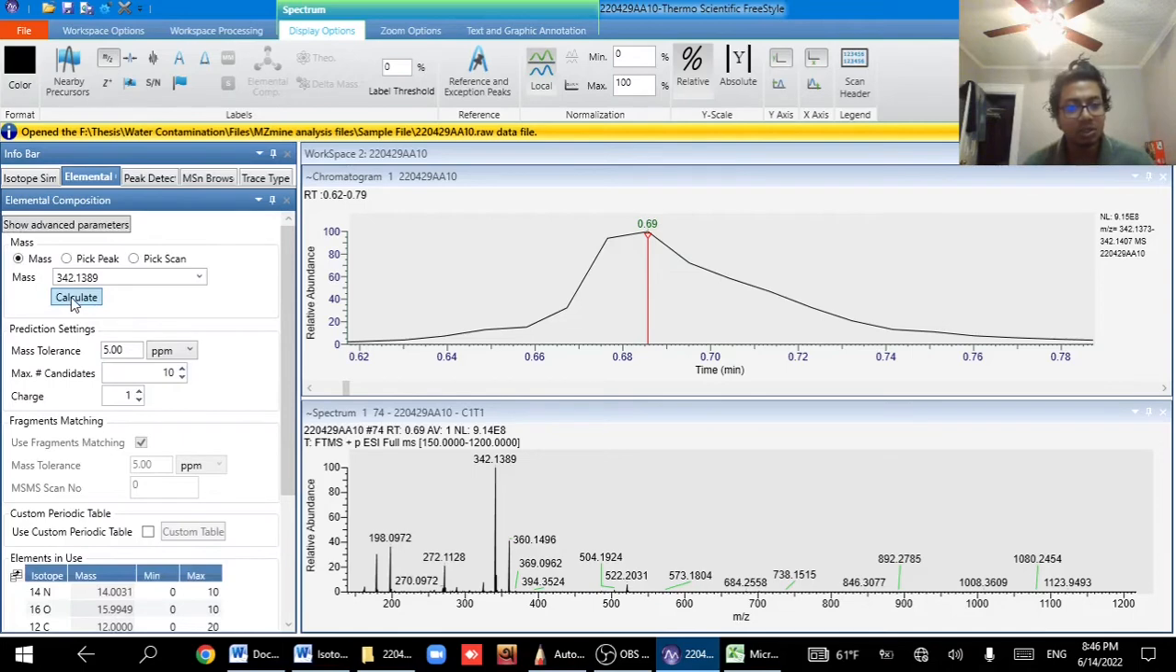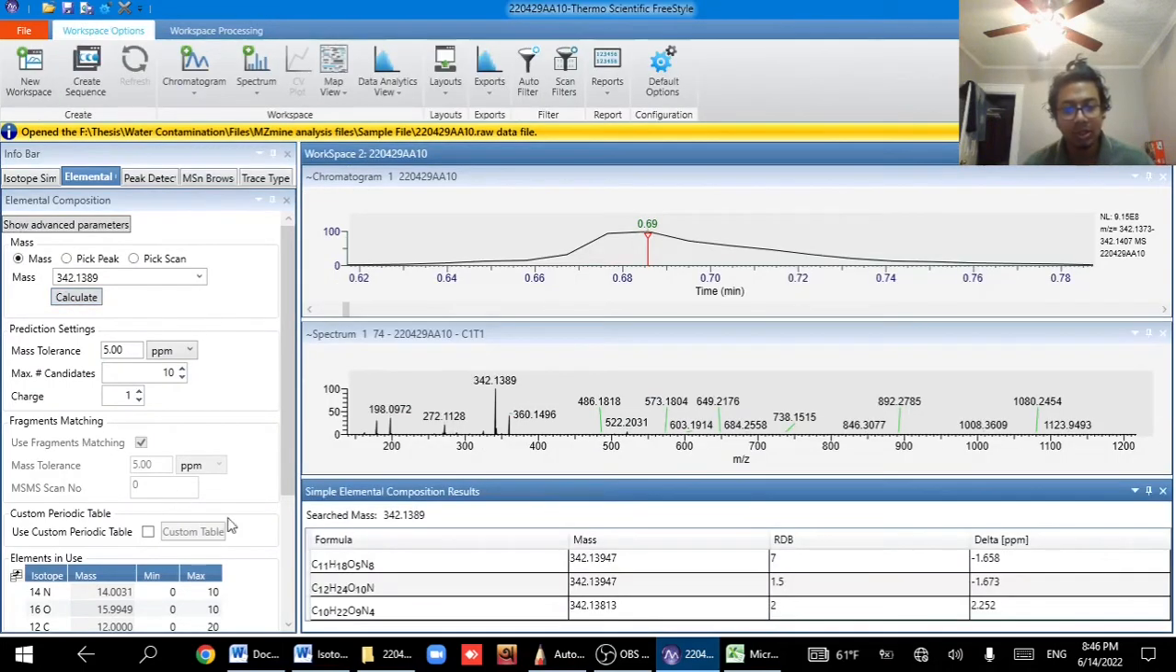Just hit the calculate button here, and you will find the chemical formula. Here are 3 chemical formulas. I allow a maximum of 10, as you can see here, and I got 3 chemical formulas. Now you need to remember the nitrogen rule, the seven golden rules. I will give you the link to the seven golden rules. You can find it there. You need to judge the chemical formula by the nitrogen rule.